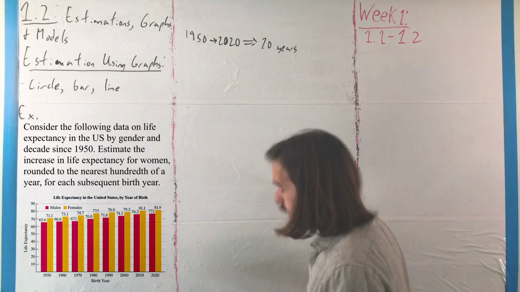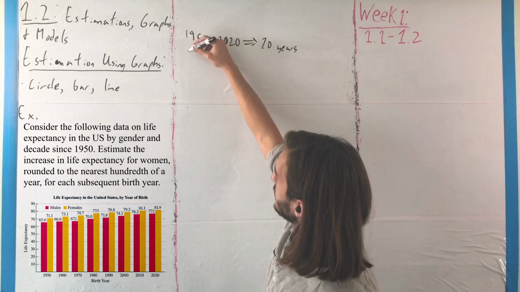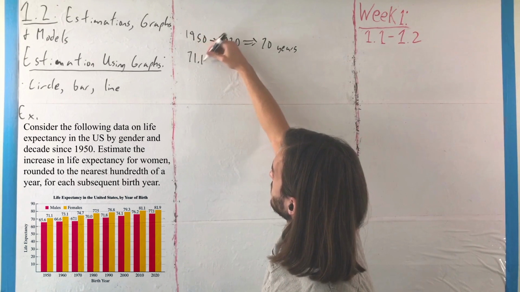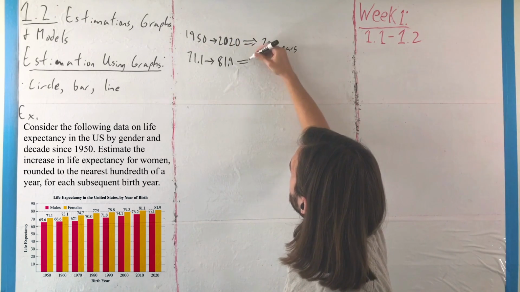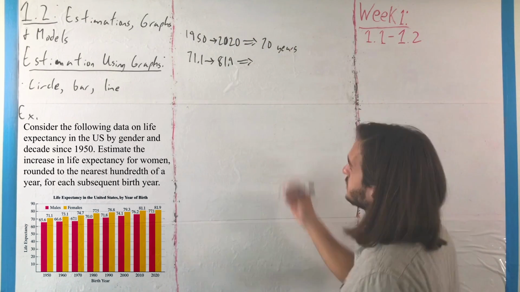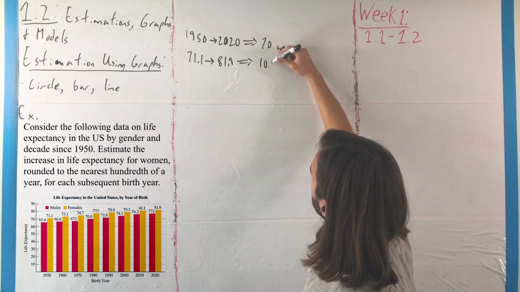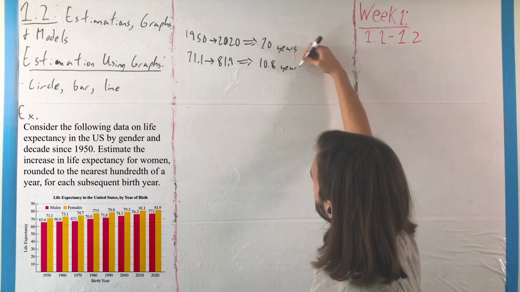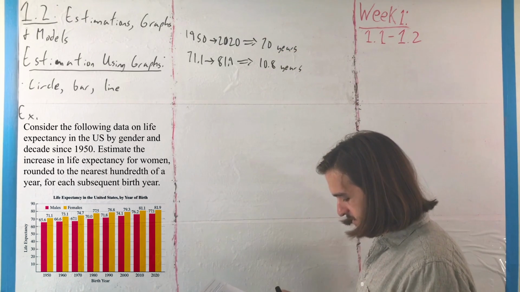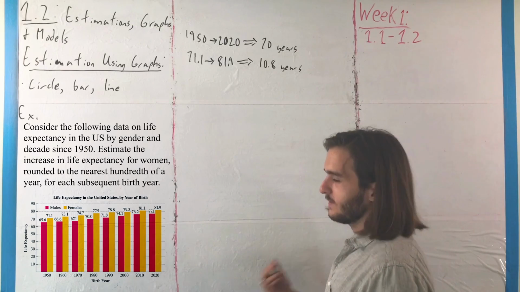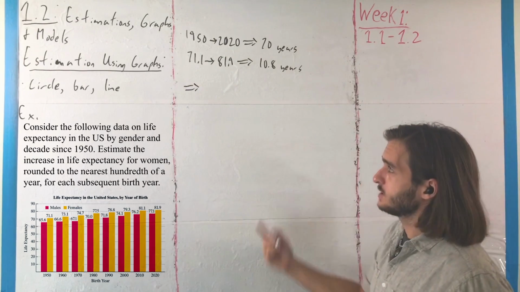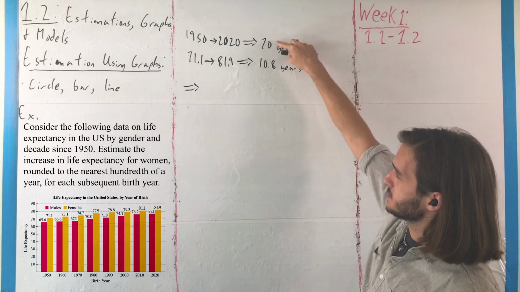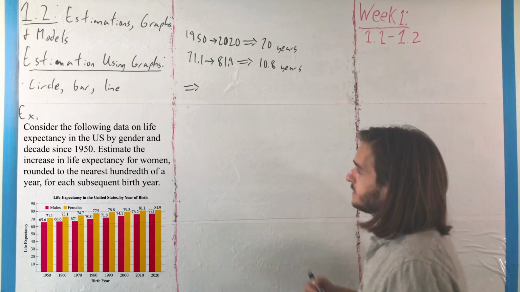And then in terms of the change in life expectancy, we have women going from 71.1 to 81.9, which is a change of 10.8 years, as it were. And then we're going to get this weird value in the middle of it, which is to say that over each year, over those 70 years, this is the total change.